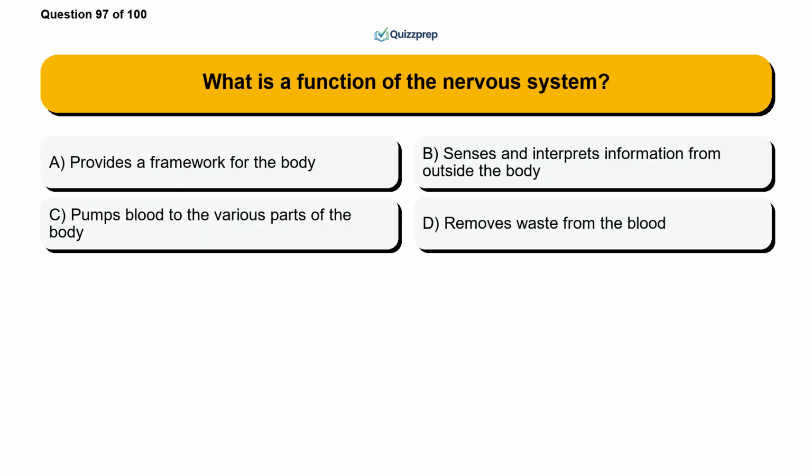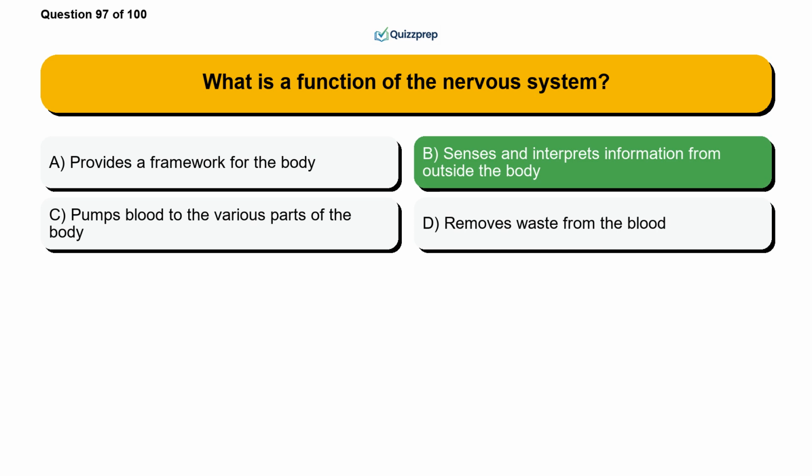Question 97. What is a function of the nervous system? Option A, provides a framework for the body. Option B, senses and interprets information from outside the body. Option C, pumps blood to the various parts of the body. Option D, removes waste from the blood. The correct answer is option B, senses and interprets information from outside the body.